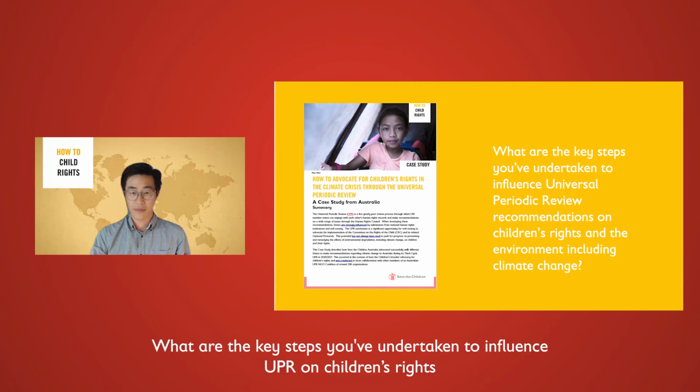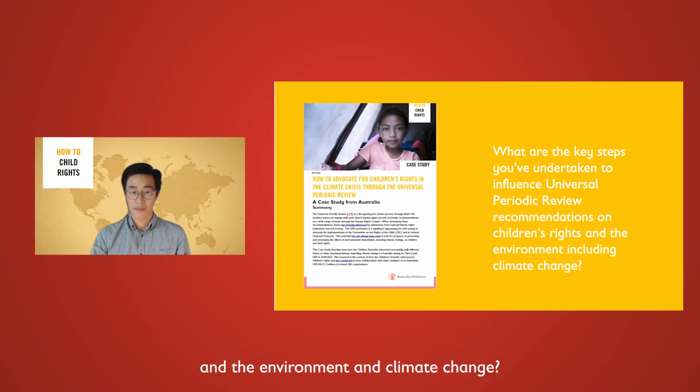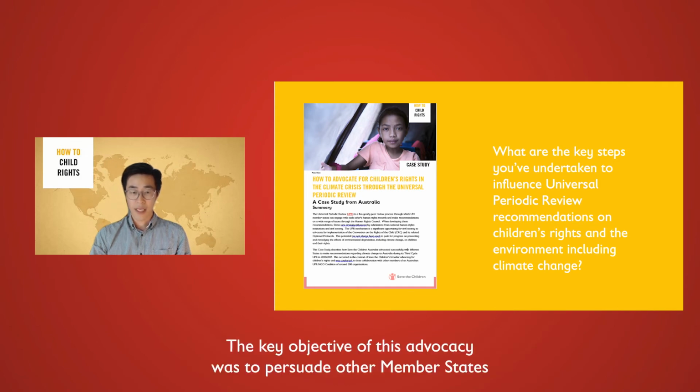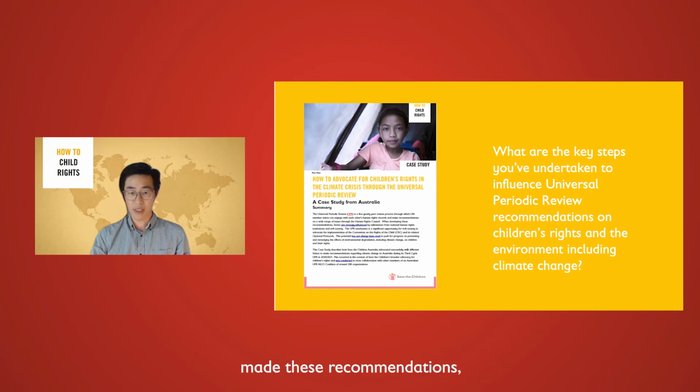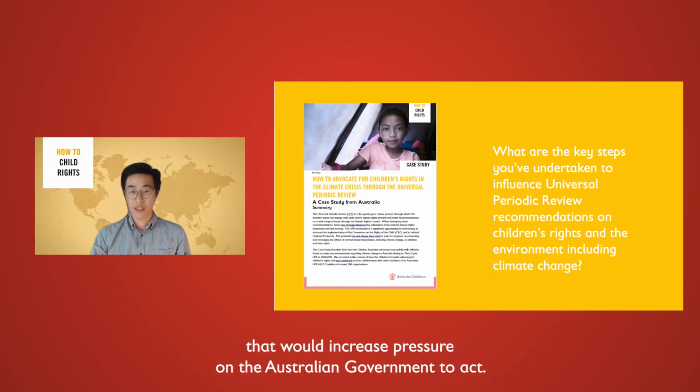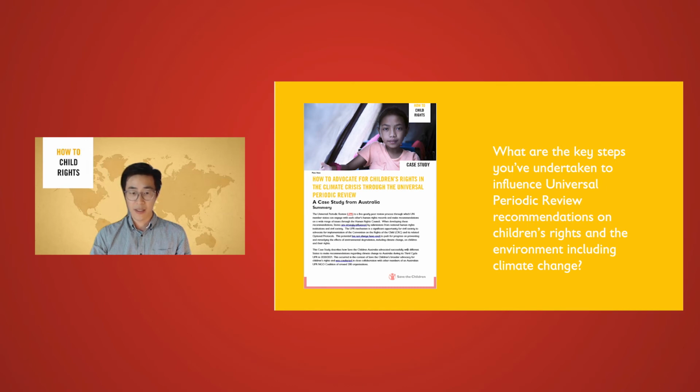What are the key steps you've undertaken to influence Universal Periodic Review recommendations on children's rights and the environment and climate change? The key objective of this advocacy was to persuade other member states or countries to make recommendations to Australia about better fulfilling children's rights, listening to children and acting on climate change. And this was because we believe that if a number of countries made those recommendations, that would increase pressure on the Australian government to act.